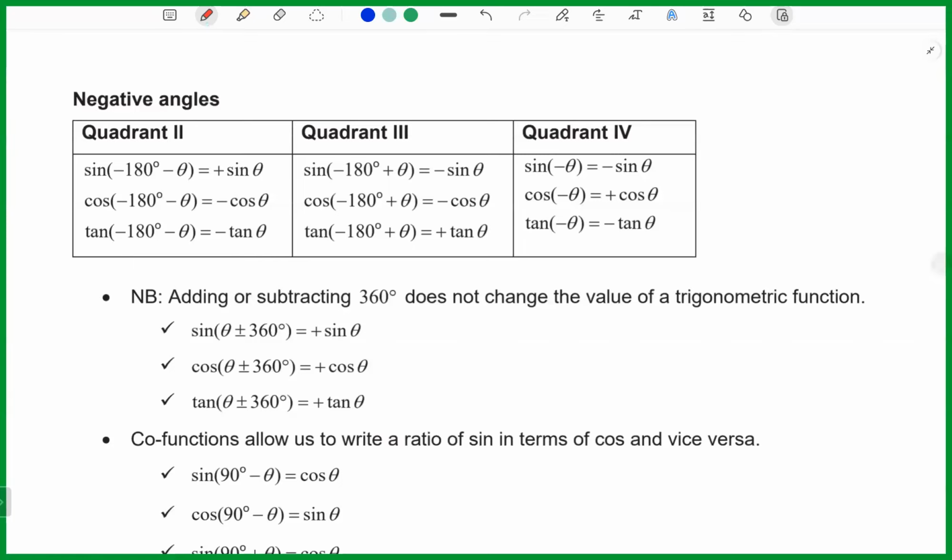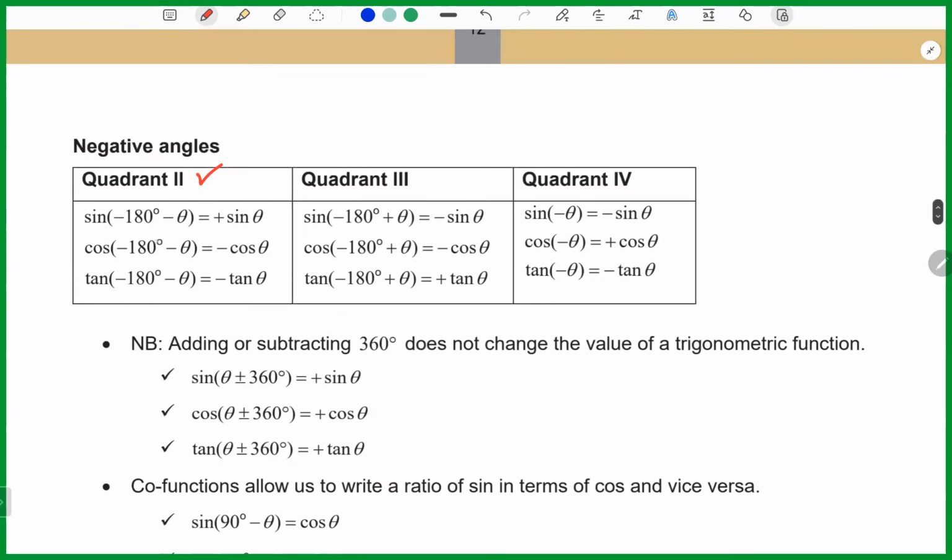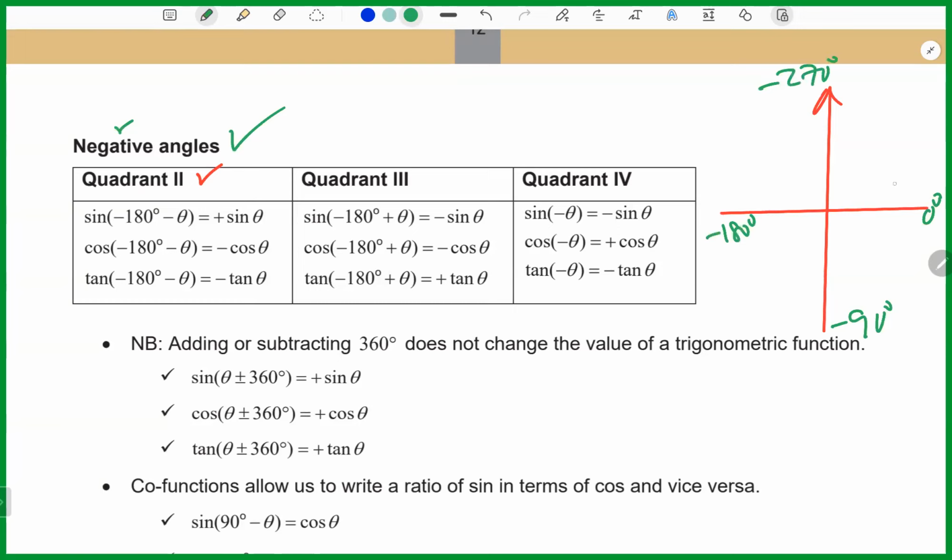Right, dealing with the negative angles, there are a couple of things we need to do. What are the negative angles? For instance, in quadrant 2, that will be the negative angle 180 degrees minus theta. I'm just going to draw a rough Cartesian plane here. If the angles are negative, they are measured clockwise, in the clockwise direction. So that is 0 degrees, minus 90 degrees, minus 180, minus 270, and minus 360 degrees.